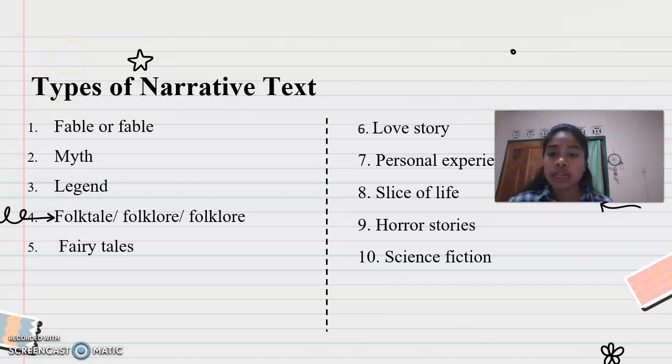Fourth is folk tale or folklore. It is a story passed down from generation to generation until it becomes part of the community tradition. For example, Malin Kundang and Golden Eggs. Fifth is fairy tales. Fairy tales is a folk tale or children's story that has magic in the story told by its author. For example, Cucumber Mas, Tinkerbell, and Golden Snail.